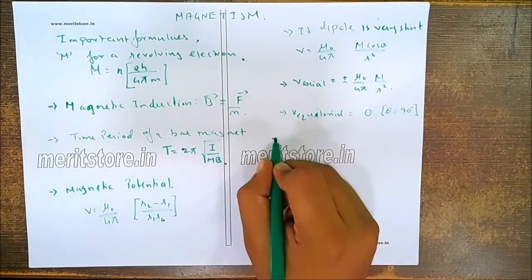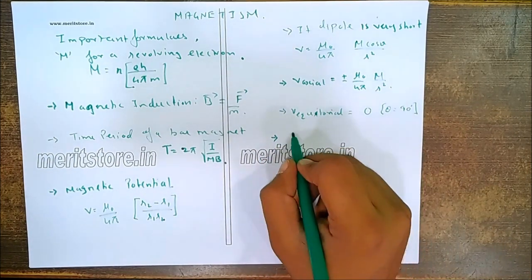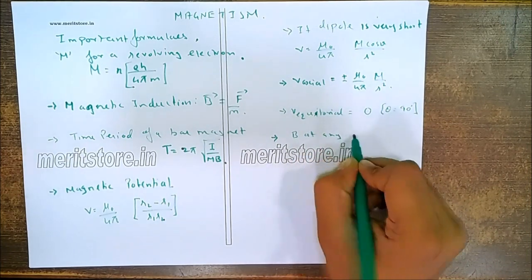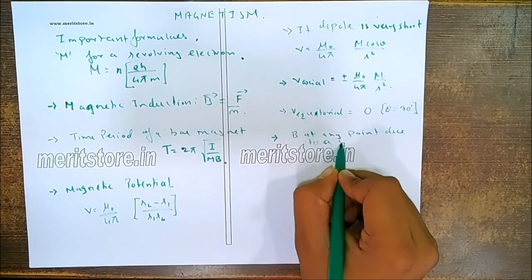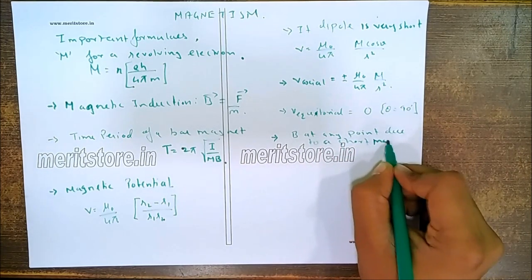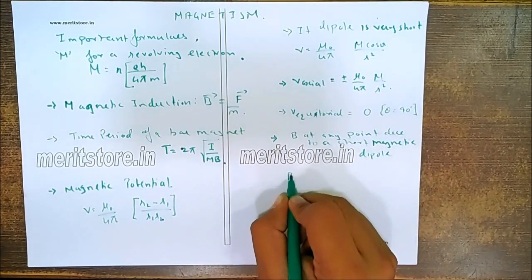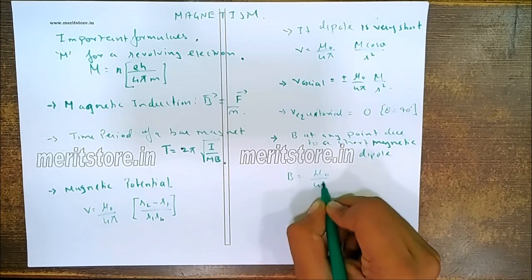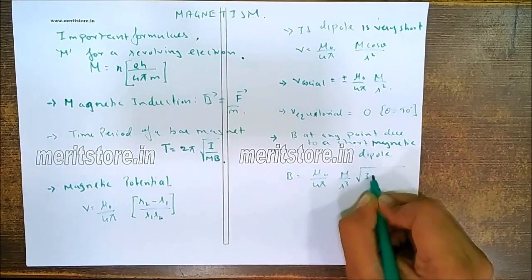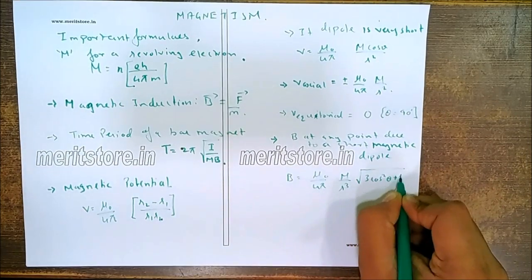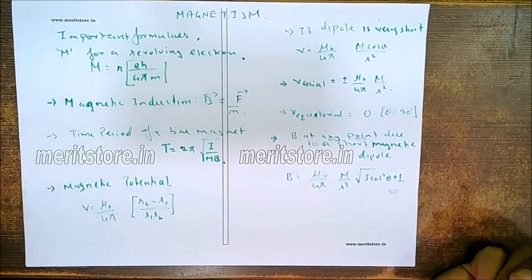Now, magnetic induction at any point due to a short magnetic dipole is given as B is equal to mu naught upon 4 pi, this is the permeability constant, M by R cube under root of 3 cos square theta plus 1, at any point. Okay.